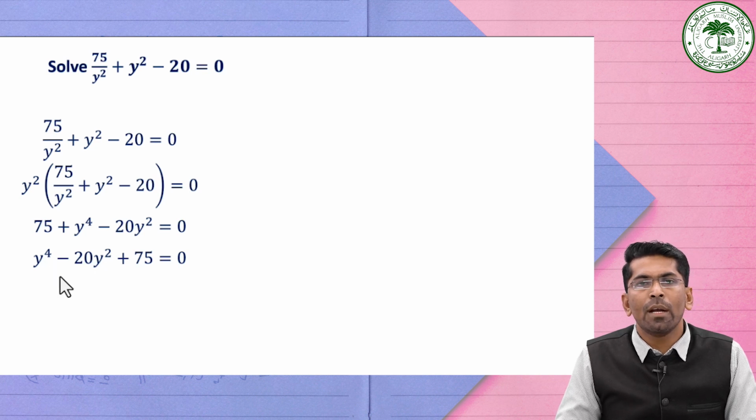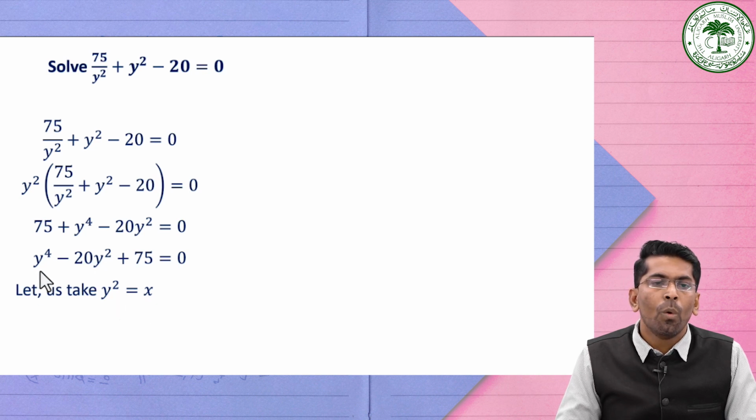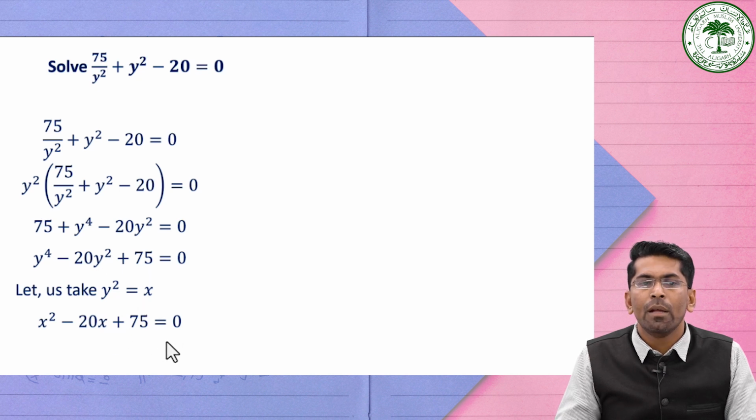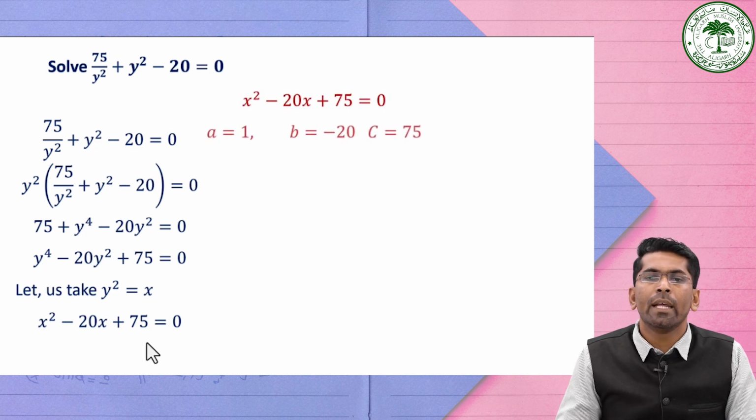So now we want to convert this particular equation into a quadratic equation by assuming y square is equal to x. If we consider y square is equal to x, then we can write y raised to the power 4 is equal to x square, minus 20y square will become 20x, plus 75, which is equal to 0. Now we have the quadratic equation. We can now directly apply the quadratic formula. Here we know the coefficient a is equal to 1, coefficient b is equal to minus 20, coefficient c is equal to 75.